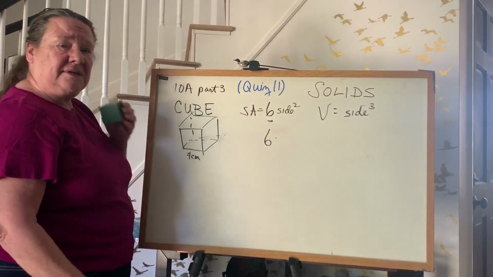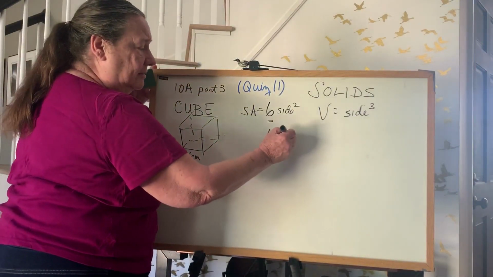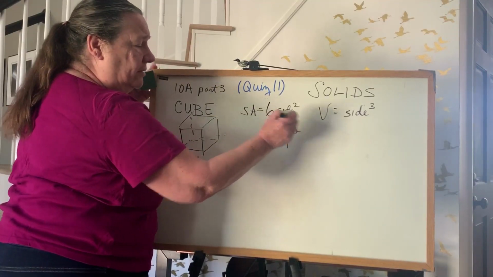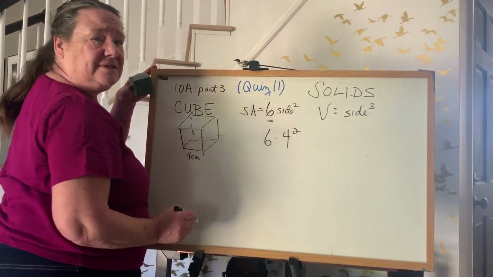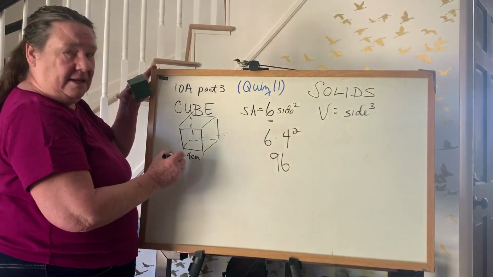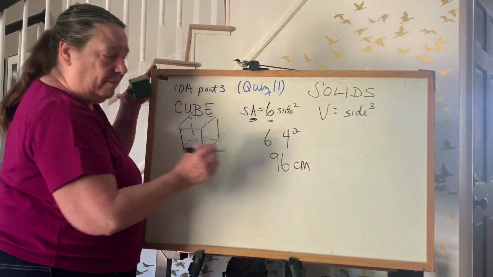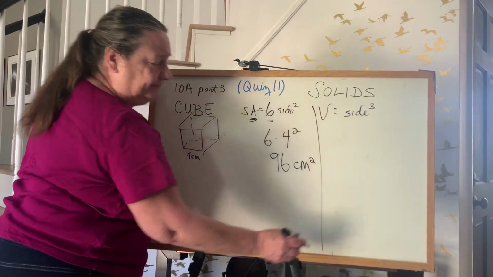6 times the side length, which in my case is 4 centimeters squared. 4 squared is 16. 16 times 6 is 96 centimeters. This is an area problem, squared.